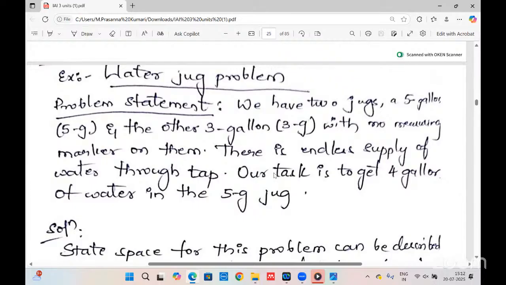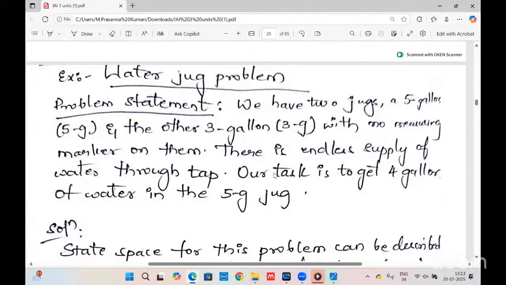We will take this as x, we will take this as y. Step by step we are going to fill the jugs and transfer the water. If we fill the 3 liters jug, we are going to transfer that water into the 5 liters jug. Here we are going to display the number of possible solutions to fulfill our objective.